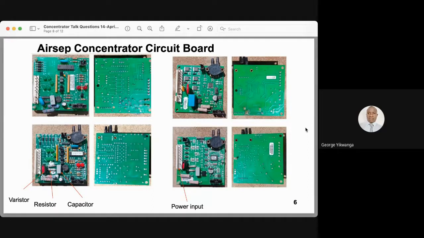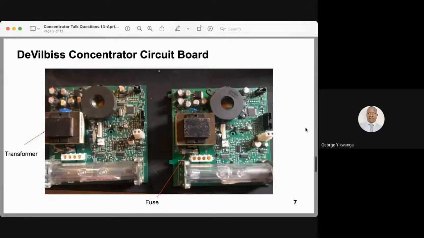Another circuit board that I would like us to talk about is for DeVilbiss. Next slide. For DeVilbiss, the concentrator circuit board. As you can see in the graphics, that's for the 515. That's the circuit board for the DeVilbiss oxygen concentrator.